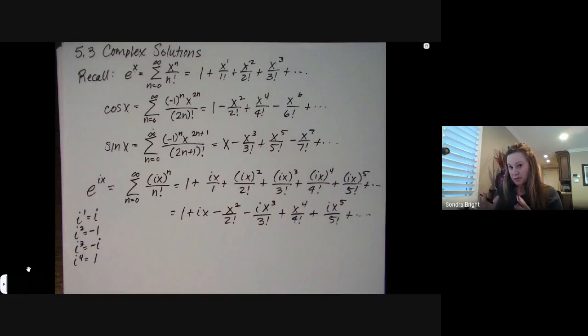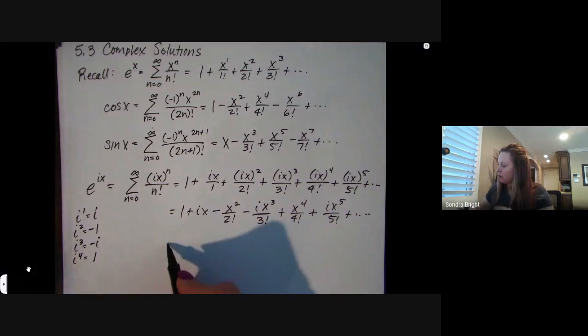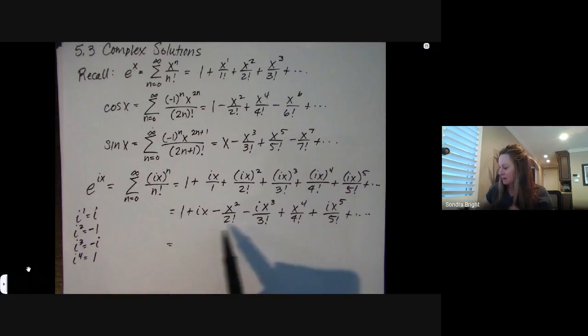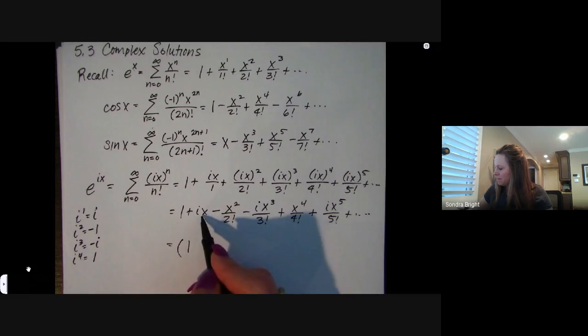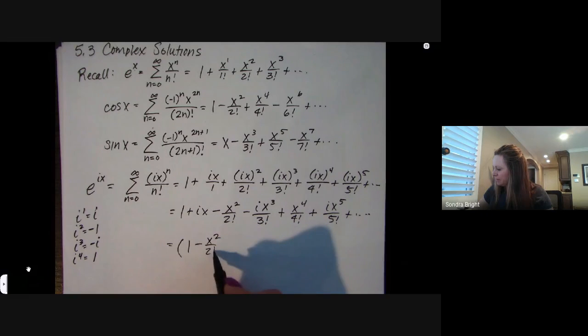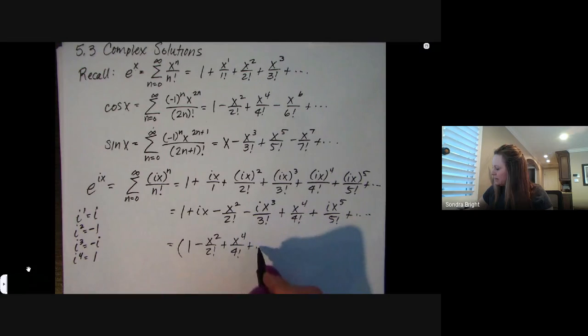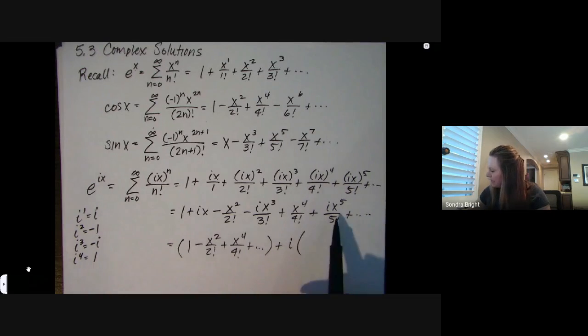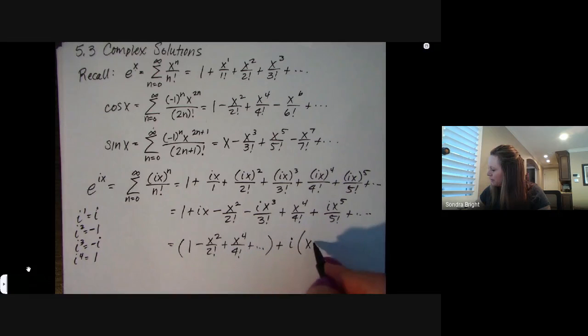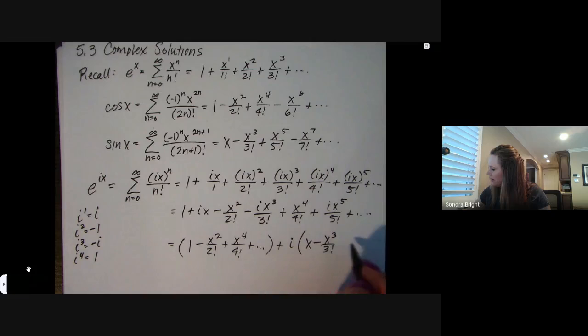Okay, let's group them. Why am I going to do this? Because I see cosine in here and I see sine in here. So I'm going to group all of the real parts, the ones that no longer have i's in them. That would be a 1, and then that has an i in it, I'm going to skip it for right now. Then a minus x squared over 2 factorial has an i in it, going to skip it for now. Plus x to the 4th over 4 factorial, and of course, it would keep on going. And then a plus, I'm going to factor out the i that's in common to all of these terms that have i's in them, and I would be left with x and then minus x cubed over 3 factorial, and then plus x to the 5th over 5 factorial.